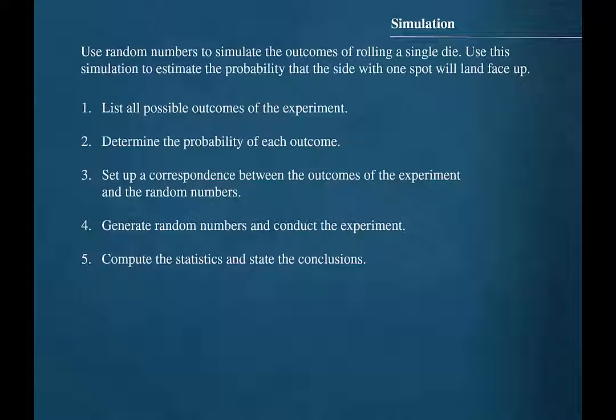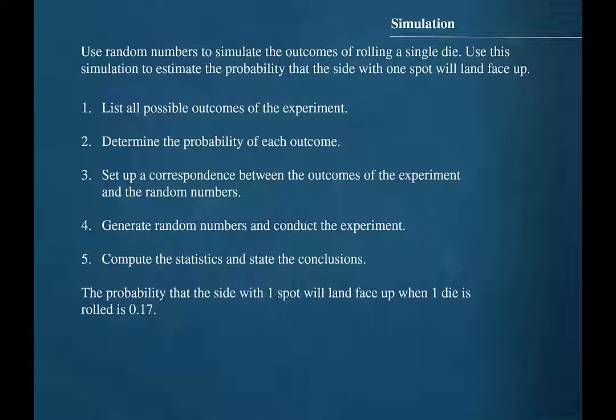Step 5 is to compute the statistics and state the conclusions. From our simulation, we can conclude that the probability that the side with one spot will land face up when one die is rolled is 0.17. Note that the theoretical probability of rolling a 1 is 1/6, which can be expressed in decimal form as 0.16 repeating.